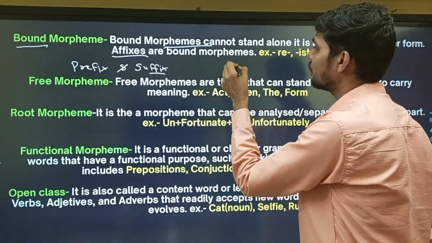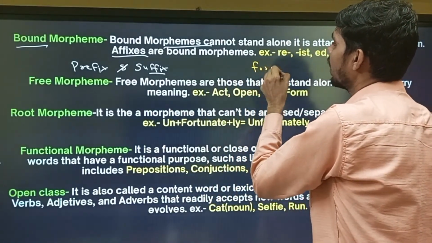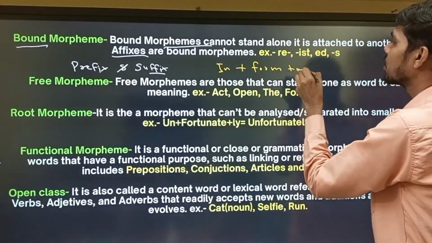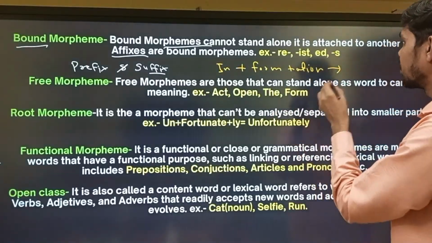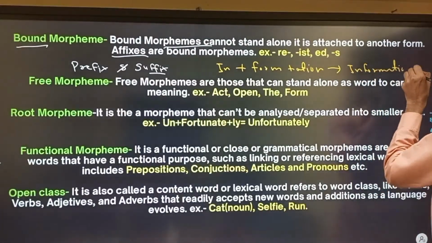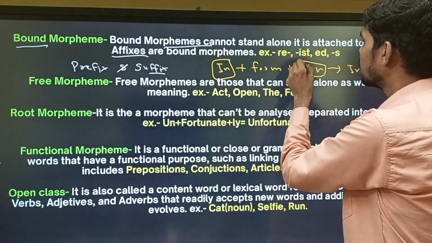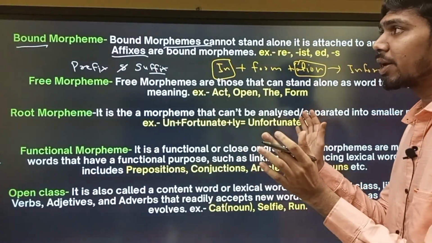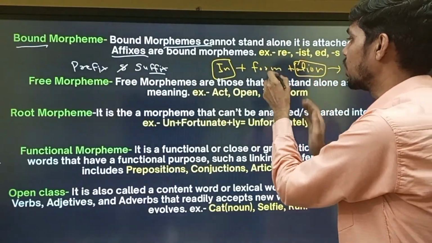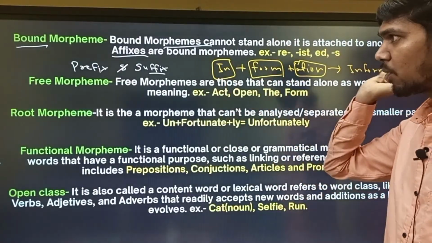I can take one example here. Let's take the word form. If I add in in front of this word, it becomes inform. And if I add ation at the end of this word, it becomes information. So in and ation are both bound morphemes. They don't carry any meaning by themselves, but when they bond to some word, like form or any word, then only can they carry meaning. That's why it is called the bound morpheme.